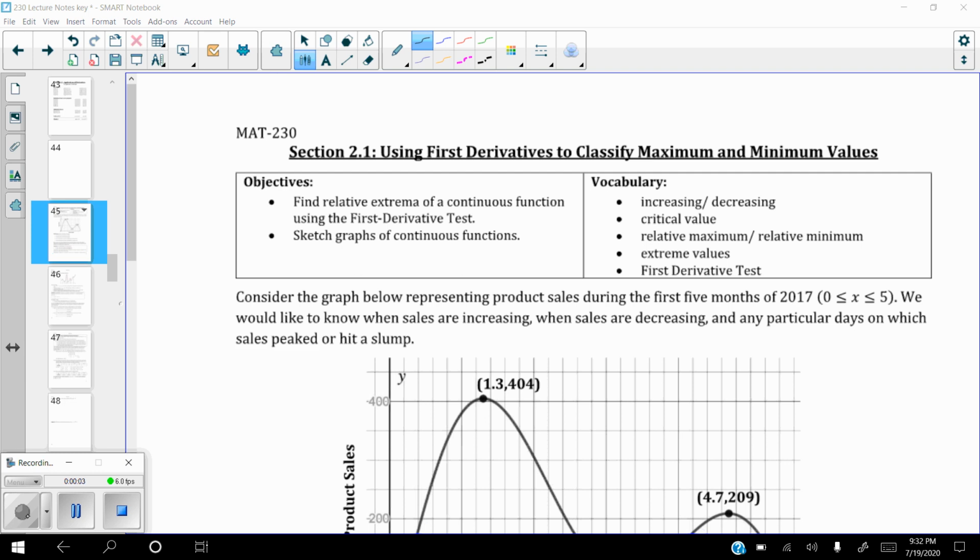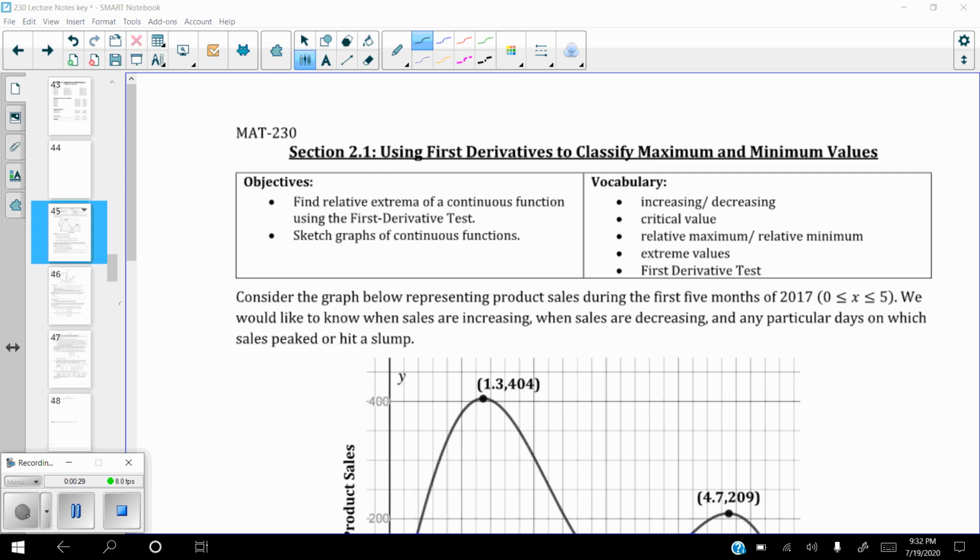Okay, this is section 2.1. We're going to start getting into some of the applications of the derivative. And in specific, we're going to classify maximum and minimum values as well as define increasing and decreasing in this particular section. So as you can see, our objectives are to find relative extrema of a continuous function using the first derivative test and to sketch graphs of continuous functions.